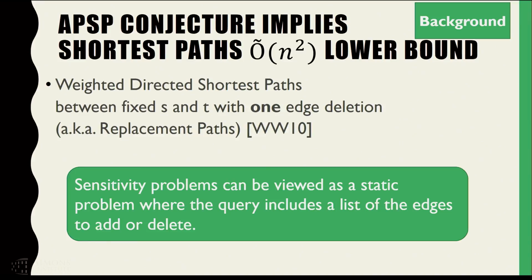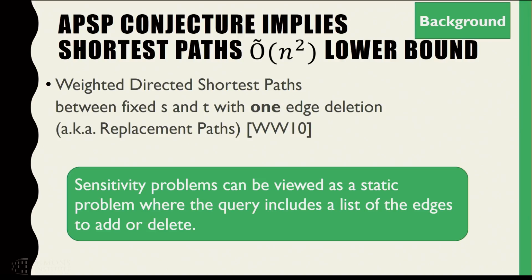Other kinds of things you can do. So what about shortest paths, right? We have all pair shortest paths. We should be able to get some lower bound on shortest paths. It turns out weighted directed shortest paths already has a lower bound of a similar form. If you allow less than n cubed preprocessing, you must take n squared time.